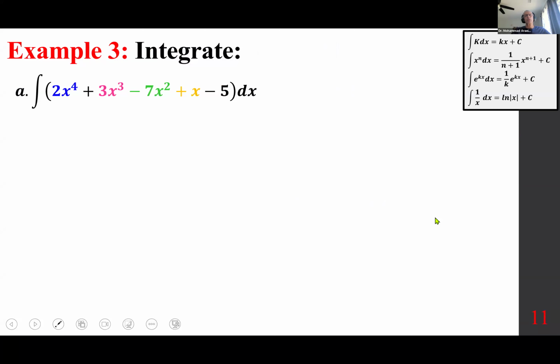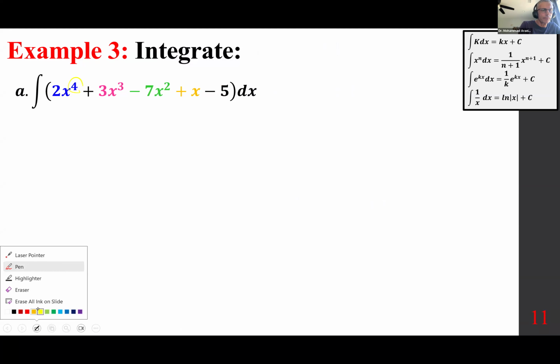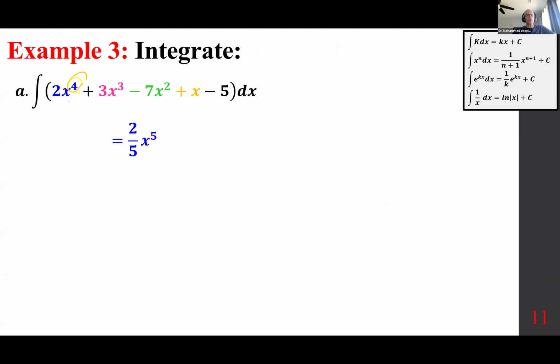So we are going to start with this, and just as we did with differentiation, when we integrate a polynomial, we do it term by term, starting with the first one. We add 1, 4 becomes 5, and we divide by it: 2/5 x to the power of 5. So in essence, you're using the power rule. Over here, the exponent is 3. We add 1, it becomes 4, and we divide by it: plus 3/4 x to the power of 4.